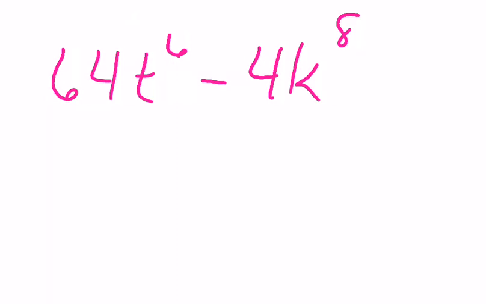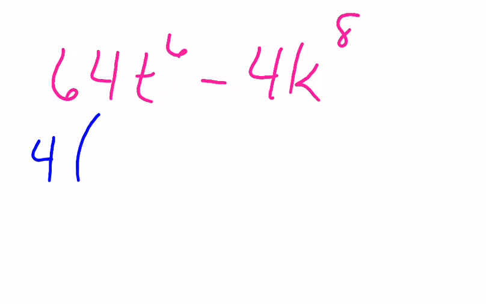Okay, so first we always look for a GCF. So is there something that we can pull out that's common? Now if I look, the first one has T's and the second one has K's, so nothing there, but maybe the numbers. So does something go into 64 and go into 4? And 4 actually goes into both of those. So we're going to pull a 4 out of there.